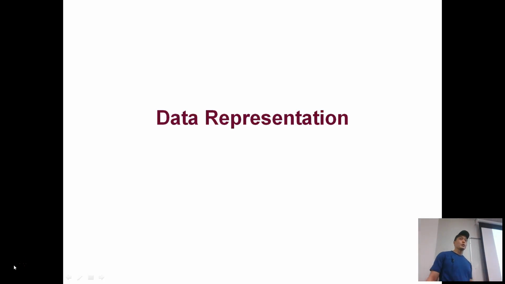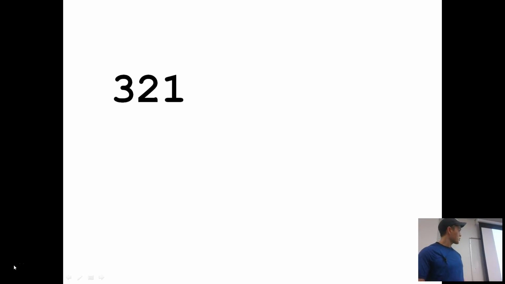Okay, so chapter 2 is about data representation. I'm going to start with the number 321, but we have to put a qualifier on this. This is 321 in decimal, and this is the number system you all know and love.